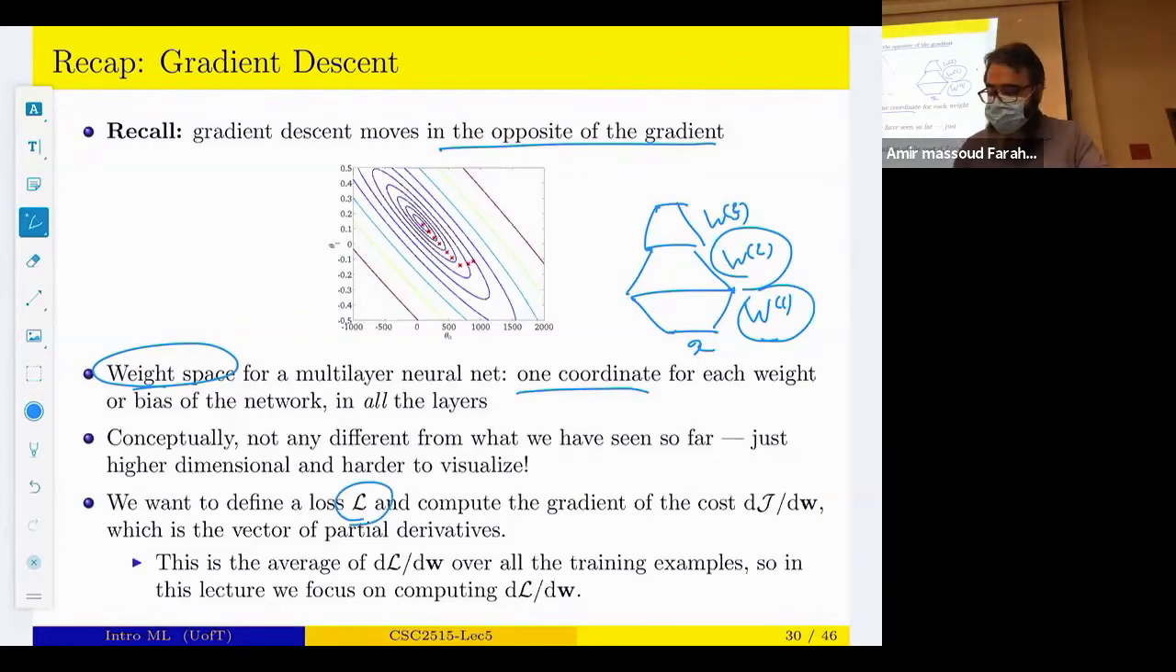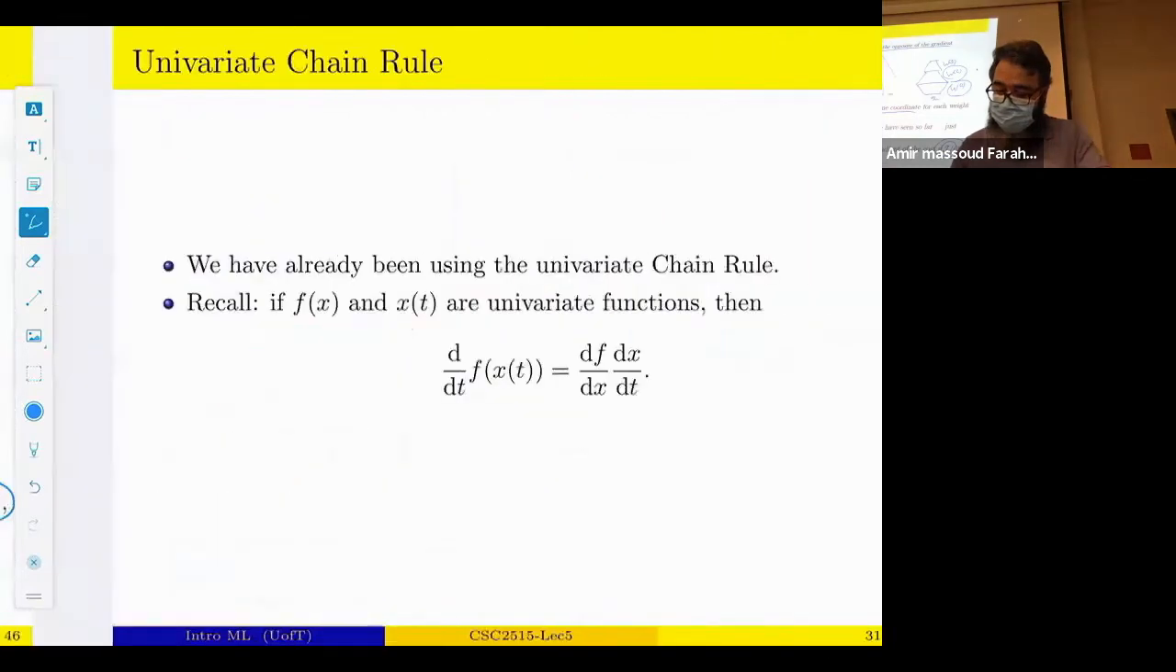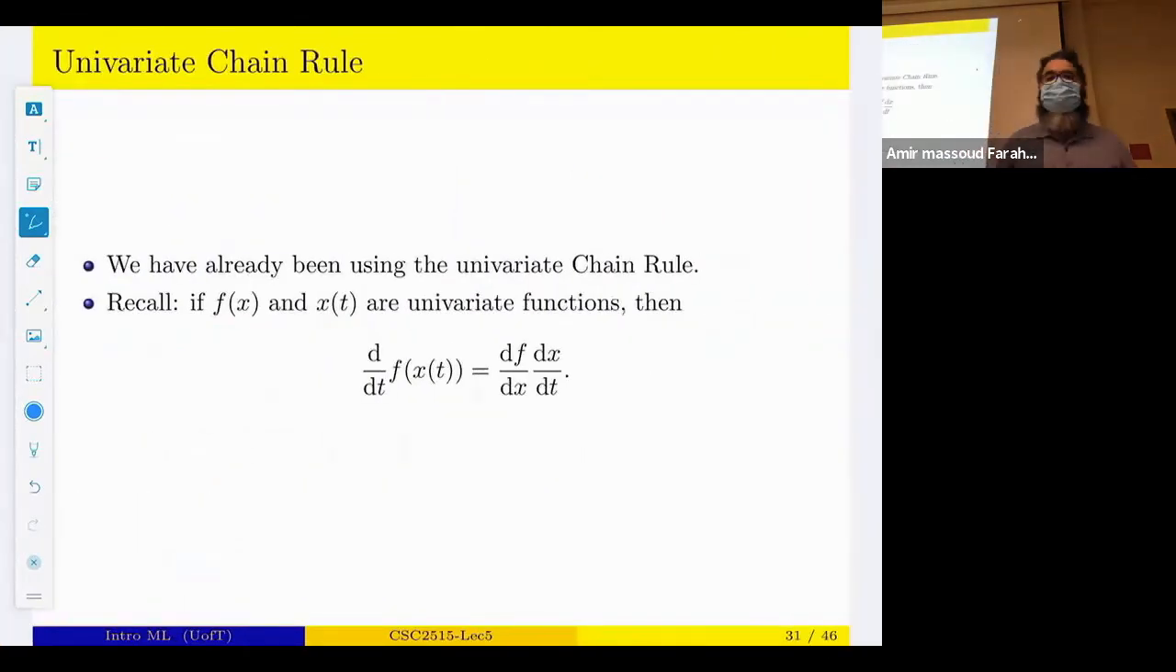We have a loss function, and then J can be seen as the cost, the loss over all the training points. And then compute the gradient of it with respect to W's and move in that direction. So we just need to have some quick review of calculus. So we have already been using the univariate chain rule.